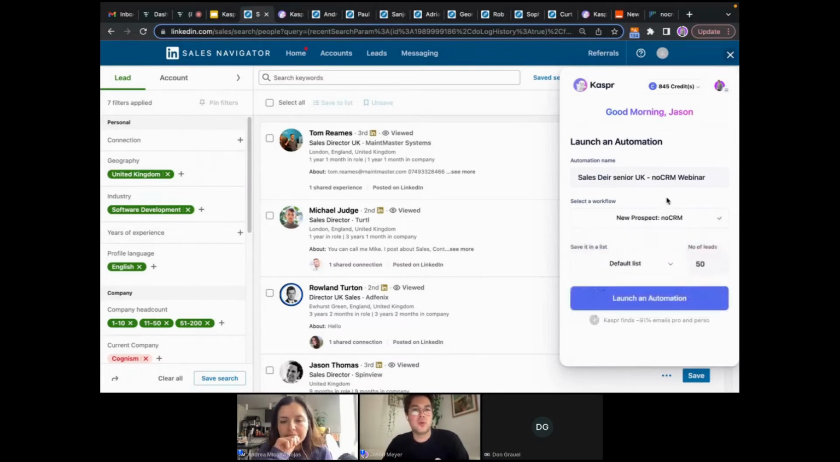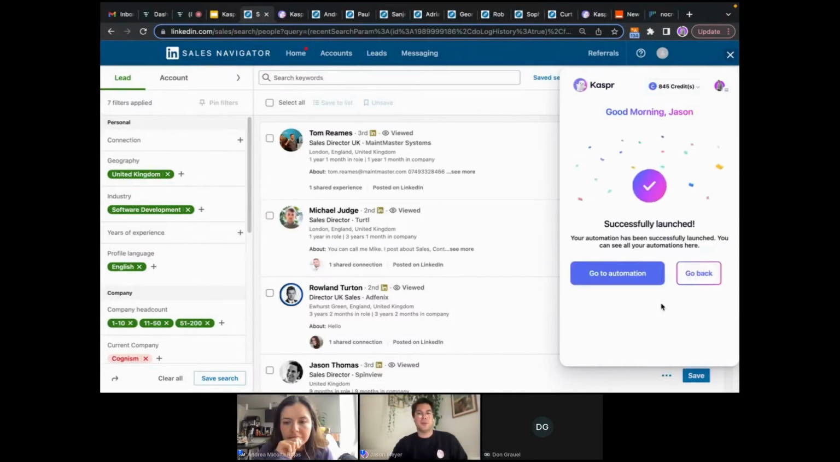And this workflow will look for both emails and phone numbers. Wow. I can also drop them in a list here on Kaspr. So I will just drop them on my UK list and I will launch my automation. So what I did there was, instead of going through 50 profiles one by one, I did 50 profiles in one click, sourcing both their emails and phone numbers.